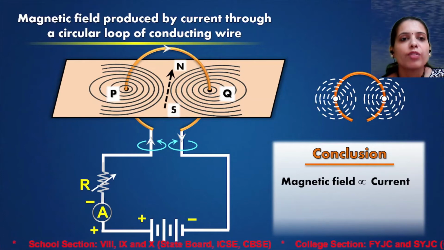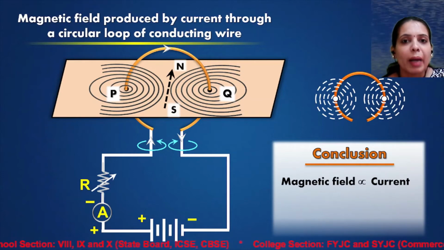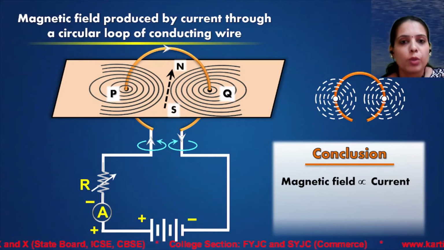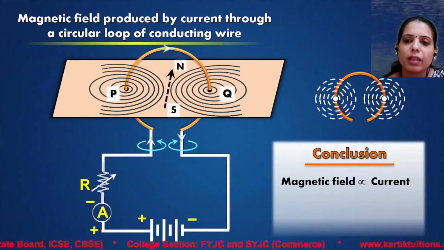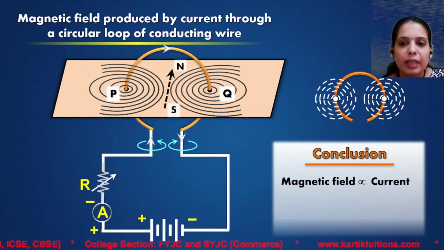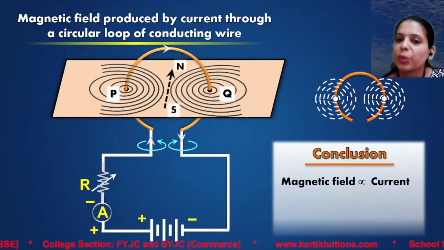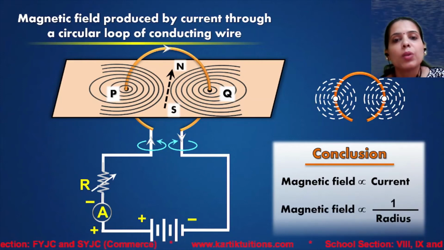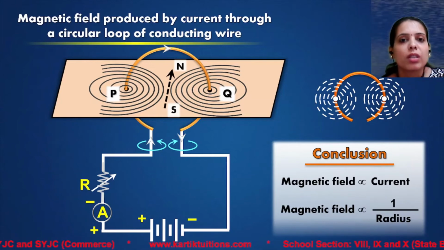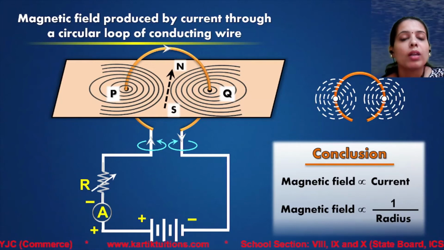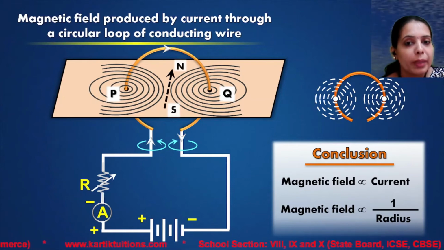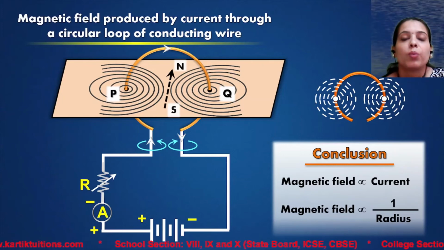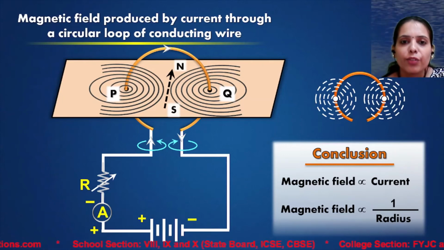Here also we have two factors that affect the magnetic field of a circular loop. The magnetic field is directly proportional to current, that is, if you increase the current, the magnetic field will increase, and if you decrease the current, the magnetic field will decrease. And the magnetic field is inversely proportional to the radius of the circular loop. Smaller the radius, larger will be the magnetic field, and larger the radius, weaker will be the magnetic field.